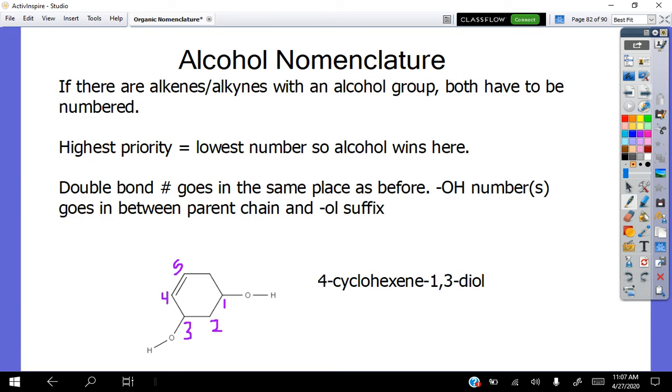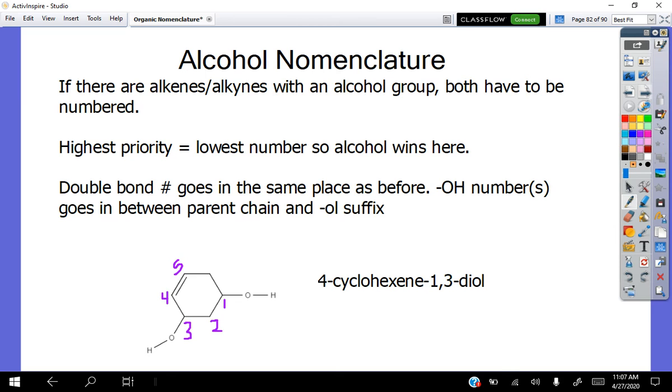If there are alkenes or alkynes within an alcohol, both have to be numbered. The highest priority still goes to the alcohol, so the alcohol should actually have the lowest possible numbers, not the double bond. The double bond number goes in the same place as before. The OH numbers go in between the parent chain and the -ol suffix.